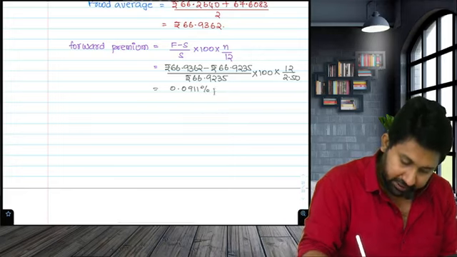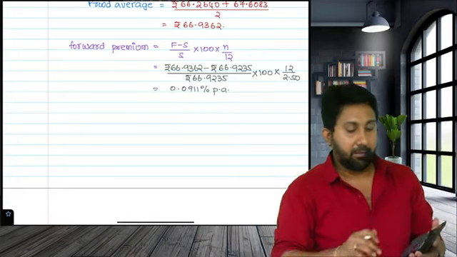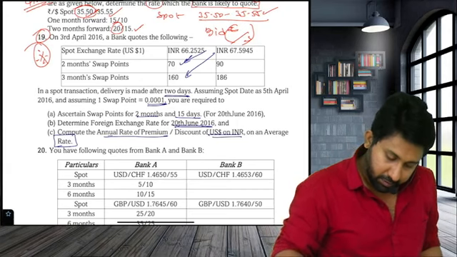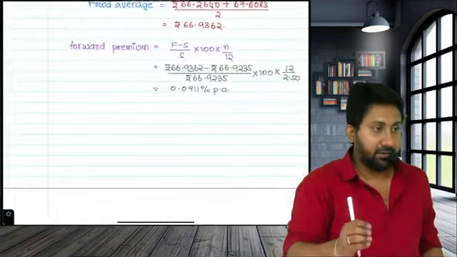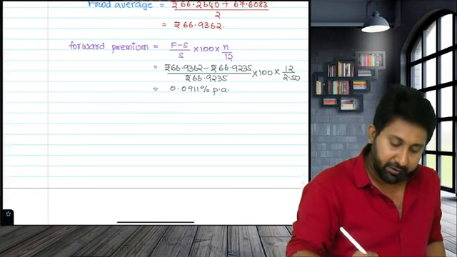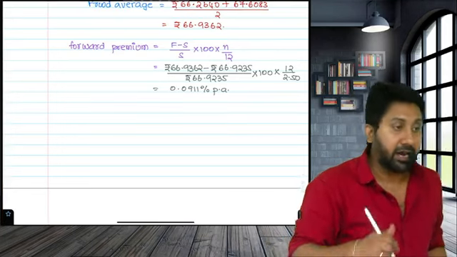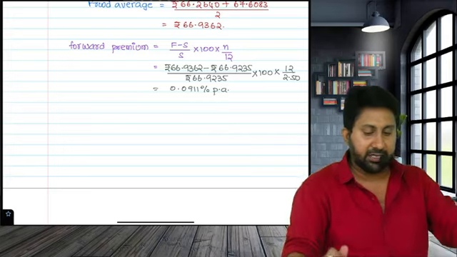0.0911 percentage per annum, because he is asking here for the annual rate. So annually we calculate it. Instead of n by 12, you can write it as 12 by n. Normal calculation is n by 12.